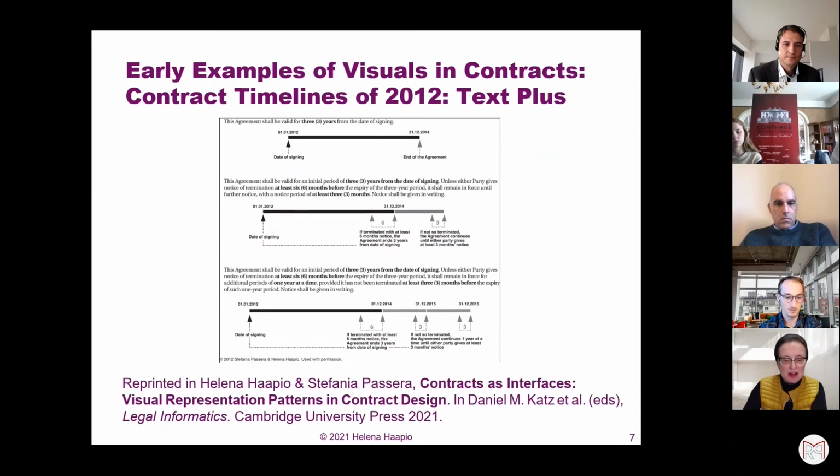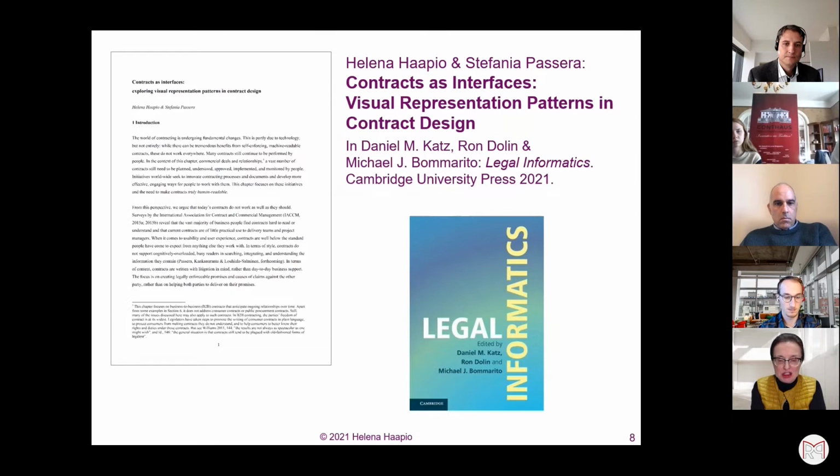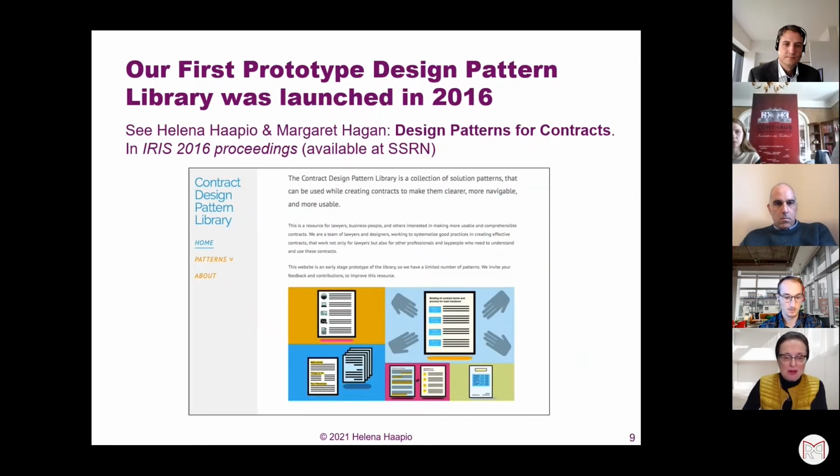Some other early examples, again, a timeline from one of our early work. This is part of the book that came out this year. So visual representation patterns in contract design. If you're interested, you can read more about this. And we started to collect patterns quite early. In 2016, Margaret Hagan and myself, we wrote an IRIS paper and also put up a library, a prototype pattern library for design patterns for contracts.